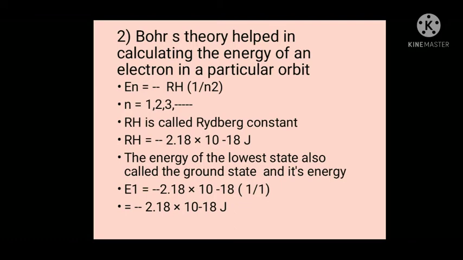Using this formula, we can calculate the energy of the electron present in the first orbit, that is E1 is equal to minus 2.18 into 10 raised to minus 18 into 1 by 1 square, that is 1 itself. That is equal to minus 2.18 into 10 raised to minus 18 joule. Like this, we can calculate the energy of the electron present in the second orbit, third orbit, fourth orbit, etc. So this is the second merit of Bohr's atomic model, that is, we can calculate the energy of an electron present in a particular orbit.